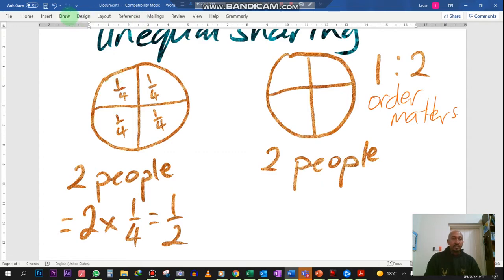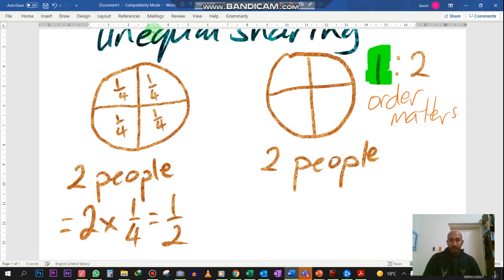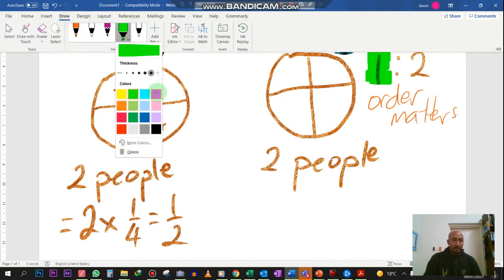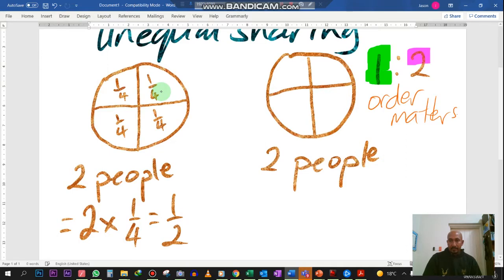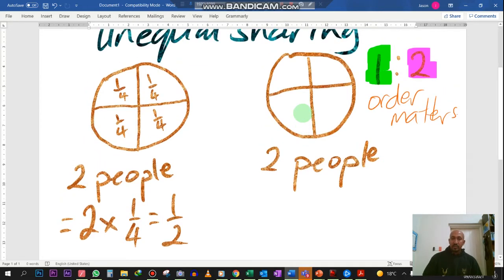So if this person here, I'll just highlight them with green, and this next person, I'll highlight them with pink. What it means is that the person in green is going to get one piece of pizza, and the person in red is going to get 2 pieces of pizza. Now, why this works is because you now start applying proportion to this.